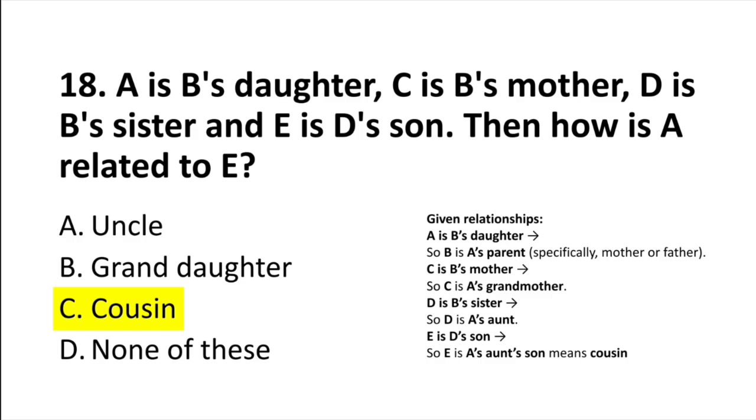D is B's sister, meaning D is A's aunt, and E is D's son. So E is A's aunt's son, and son means it's a cousin. So option C is correct.